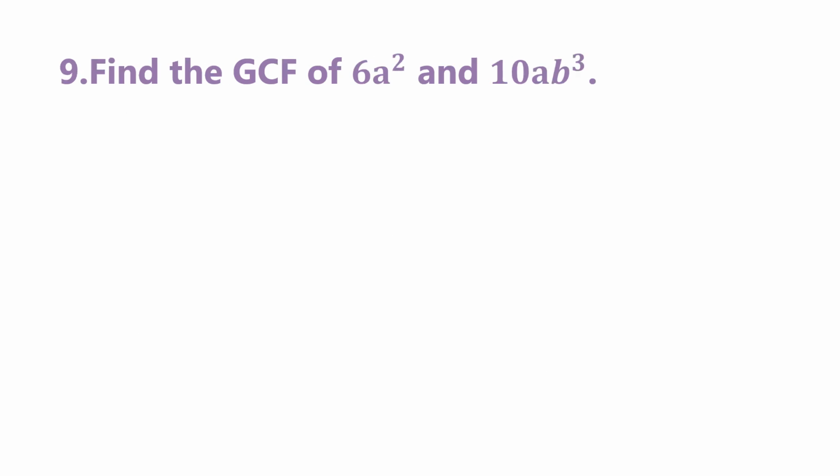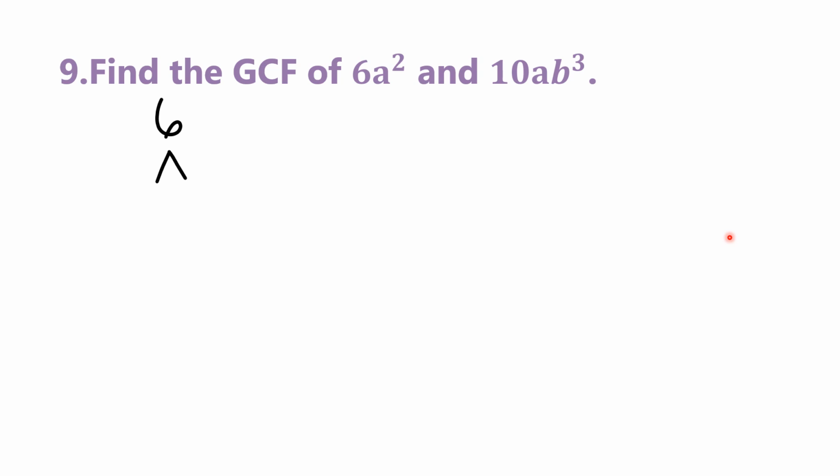All right, let's increase the difficulty level just slightly. Here we've got a combination of numbers and variables. Find the greatest common factor of 6a squared and 10ab cubed. Just start by looking at the numbers.